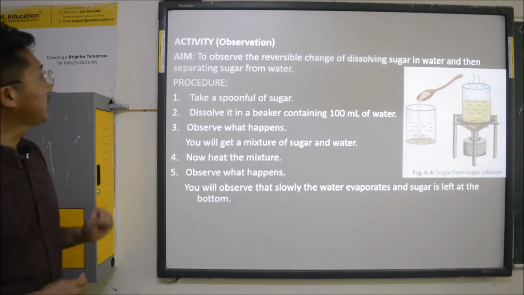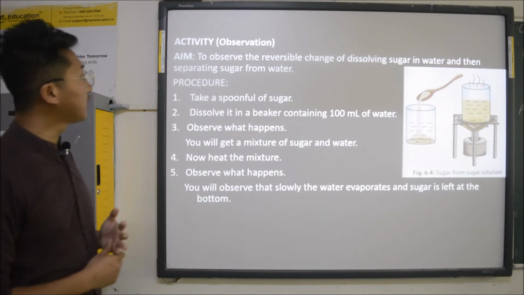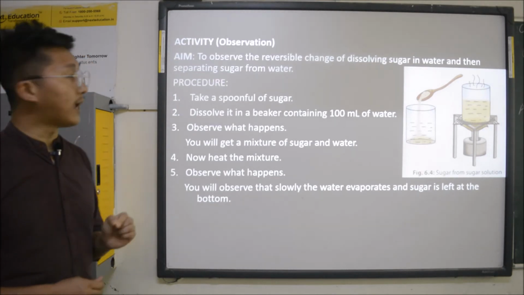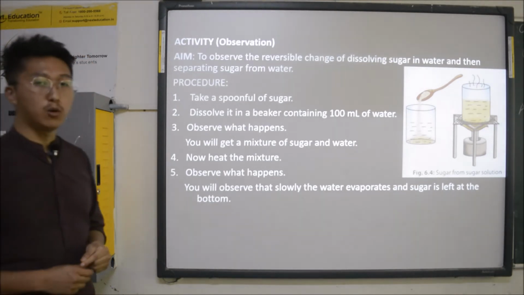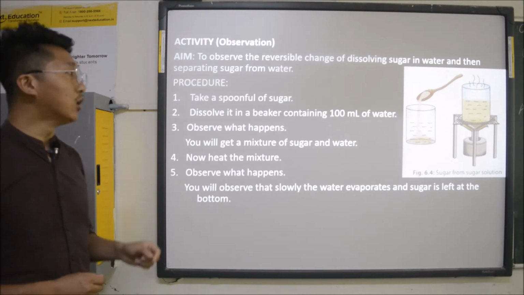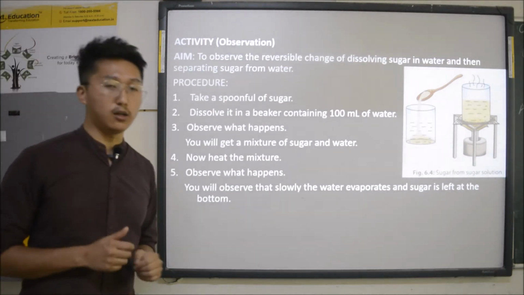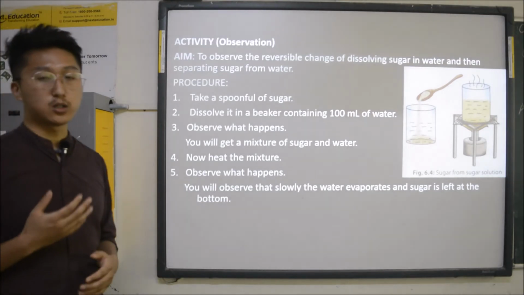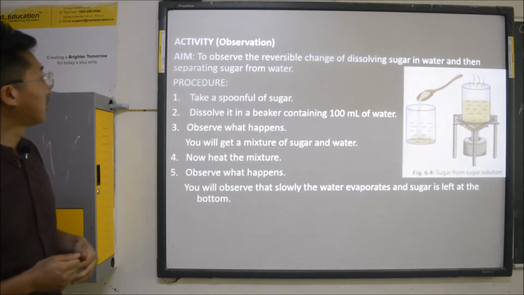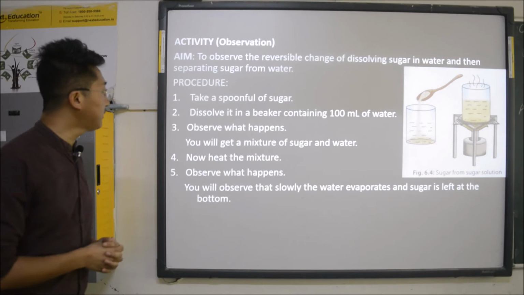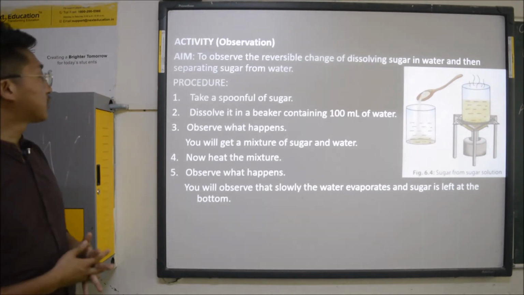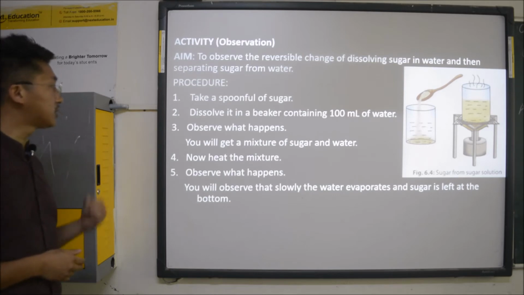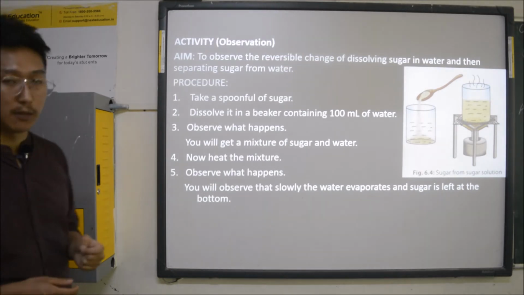The aim of this activity is to observe the reversible change of dissolving sugar in water and then separating sugar from water. At first we dissolve the sugar in the water, and after that we try to separate the sugar from the water. So there is a procedure. First step is we take a spoonful of sugar, and in the second step we dissolve it in a beaker containing 100 ml of water.